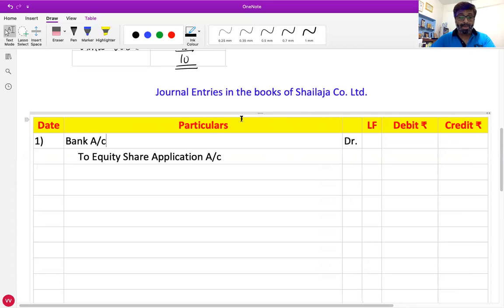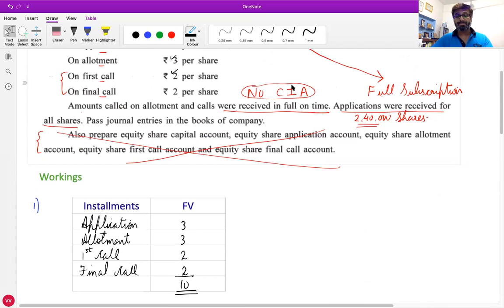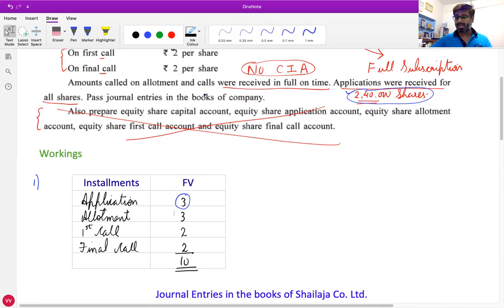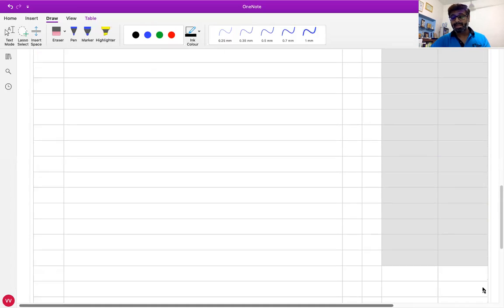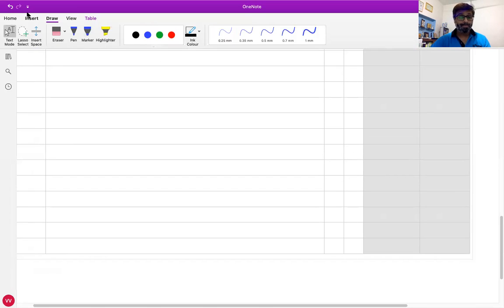Now, amount. How many share applications are received? 2,40,000. As I said, full subscription means how many applications are received? 2,40,000. And how much is application money? 3 rupees. So write down in bracket 2,40,000. Can I say 7,20,000 is received? Yes. Okay, bank account debit to equity share application account 7,20,000. Any doubts in this? No, sir. All of you are clear with it? Yes, sir.